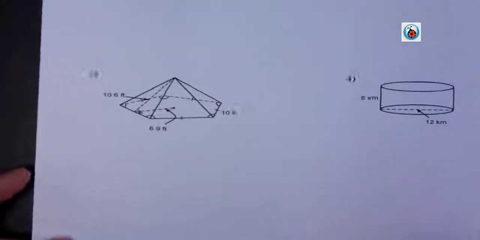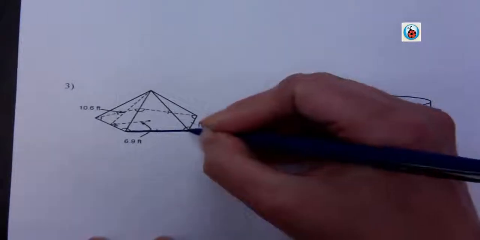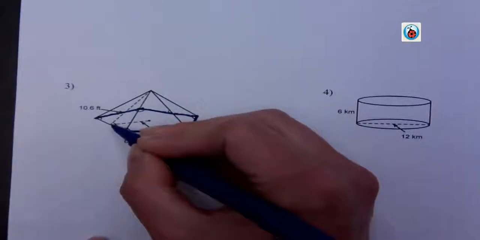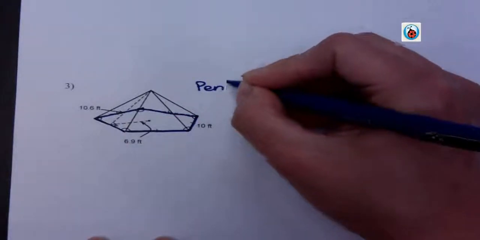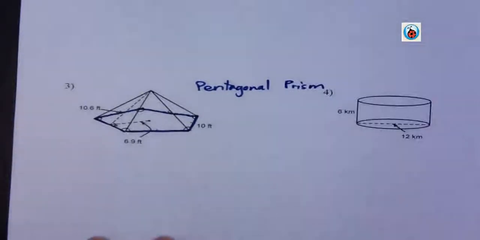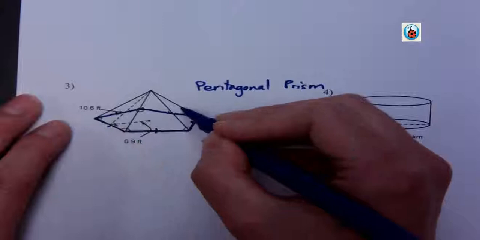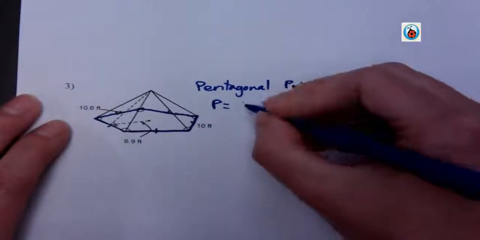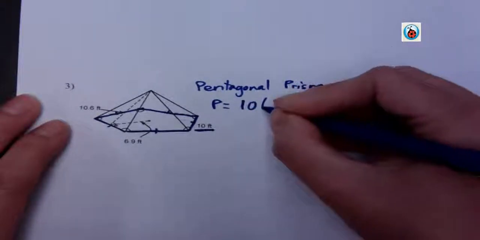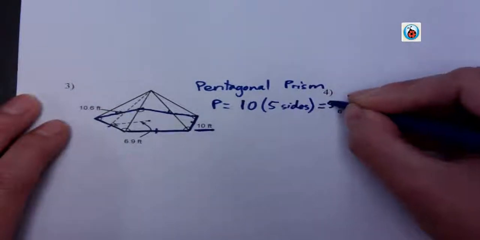Okay, moving down to problem 3. So I trace out the base, 1, 2, 3, 4, 5. So this is a pentagon. And I see all of my sides were marked equally. So my perimeter just equals the 10, which is one side, times the 5 sides, to equal 50.